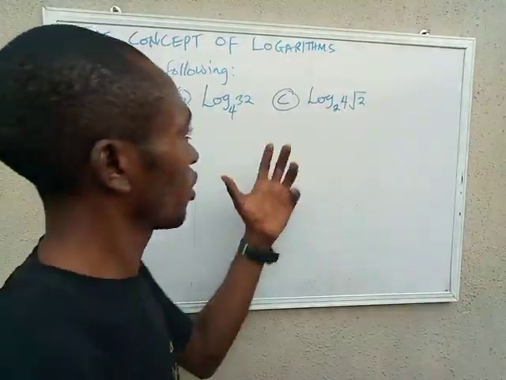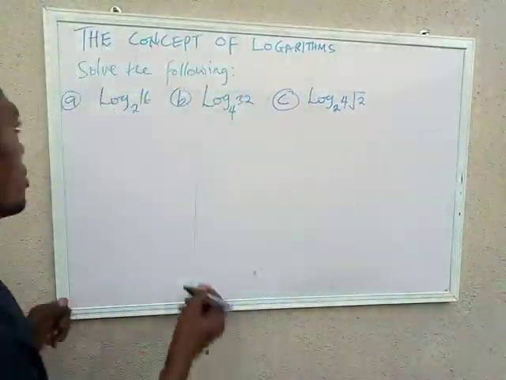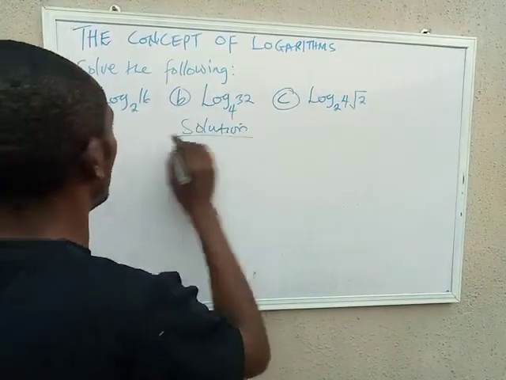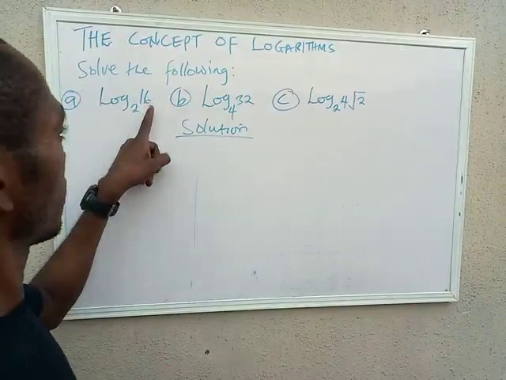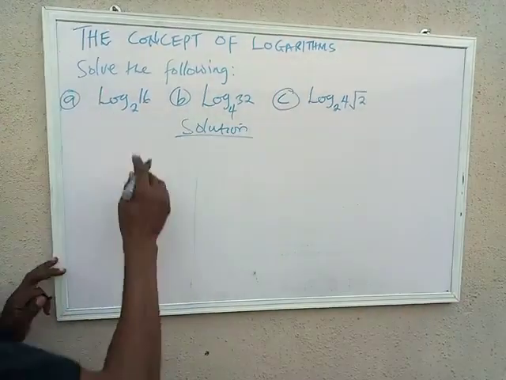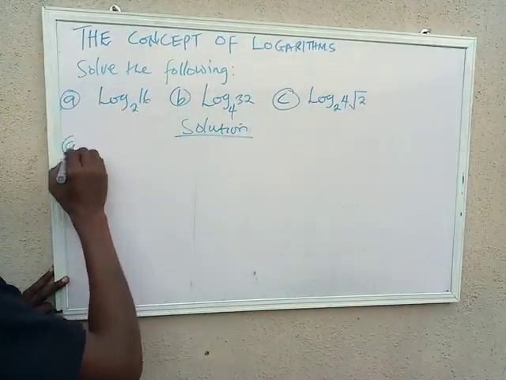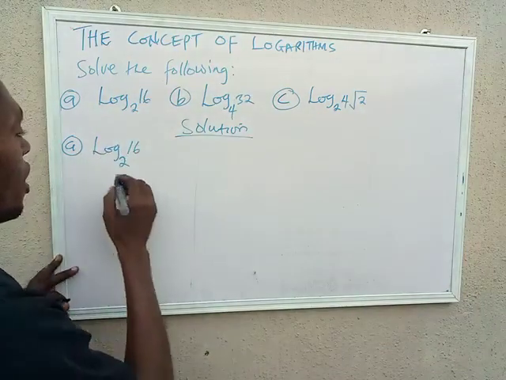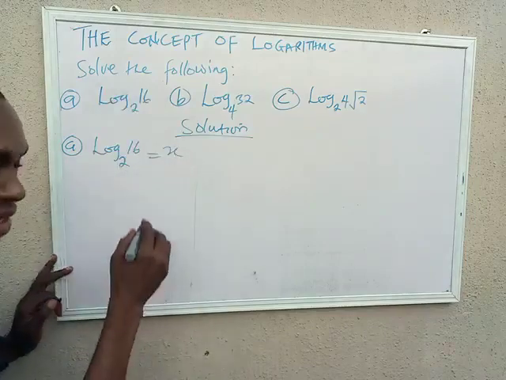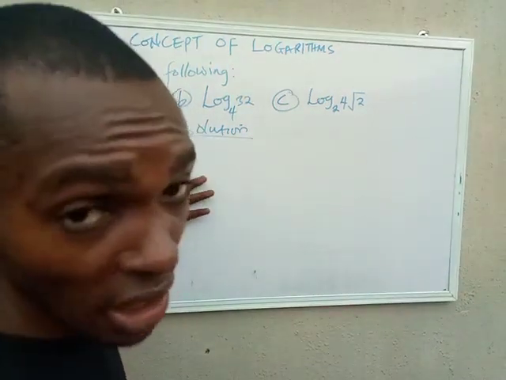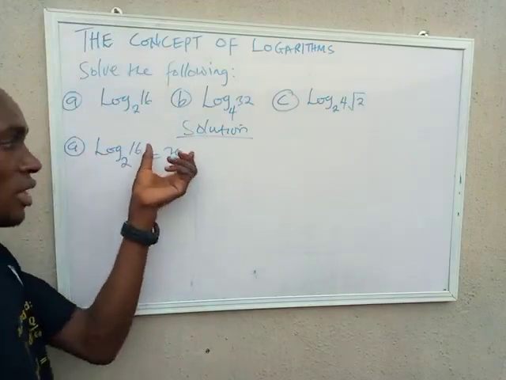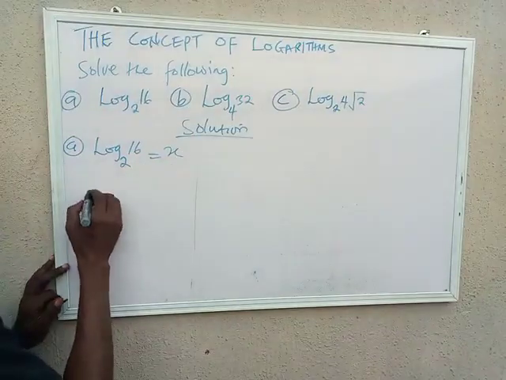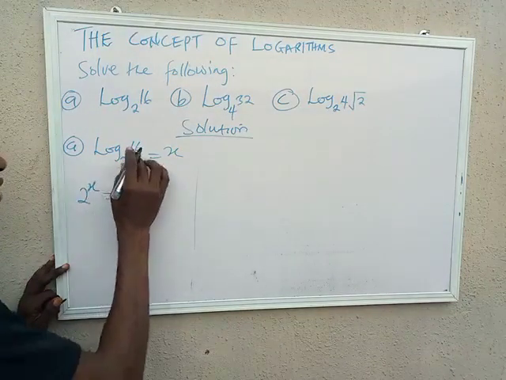Let's look at the concept of logarithms with bases like this. The first one, A, is log of 16 in base 2. When you do this, you equate it to an x. Any alphabet you like, you can use y or k. Preferably I decided to use x. This 2 is going to be raised to the power of x, so we have 2 raised to the power of x equals 16.